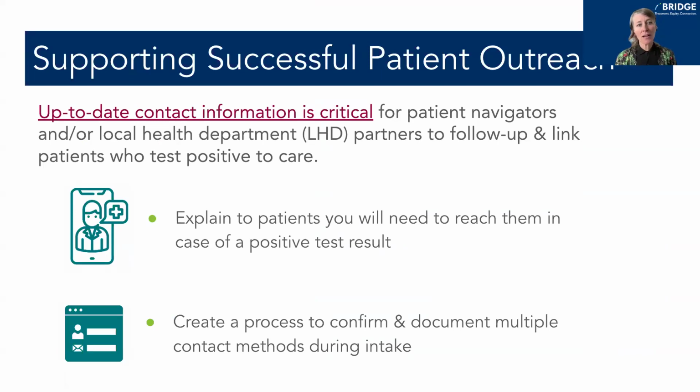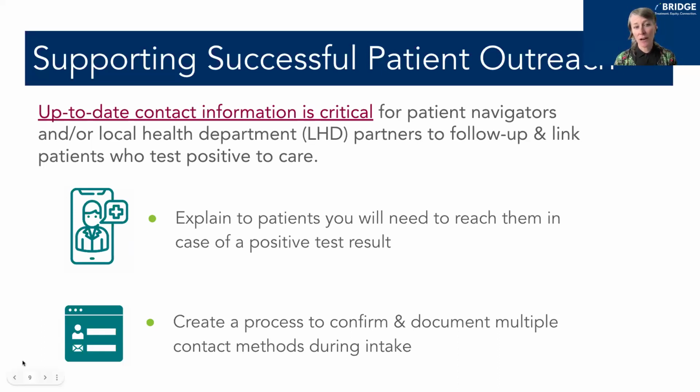Okay, so next, let's talk about how to support successful patient outreach. Up-to-date contact information is critical for patient navigators and also potentially for local health department partners to follow up and link patients who test positive to care. So it's really important to first explain to patients that you will need to reach them in case of a positive test result. This is really important context for patients to understand your desire to have multiple ways to reach them, to have backup contact information. It helps you to partner with them.